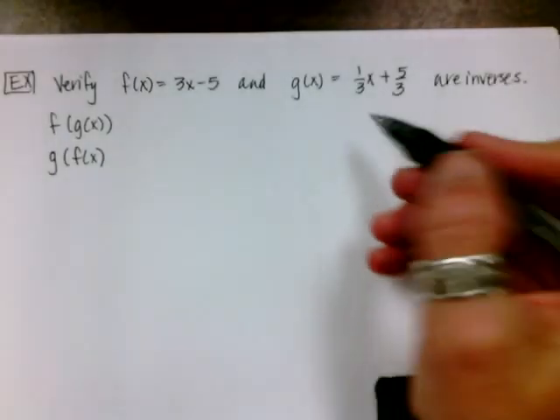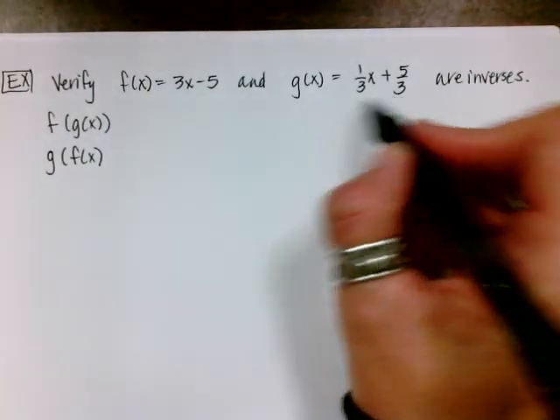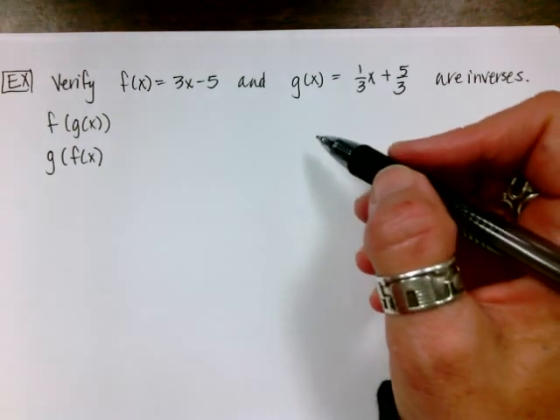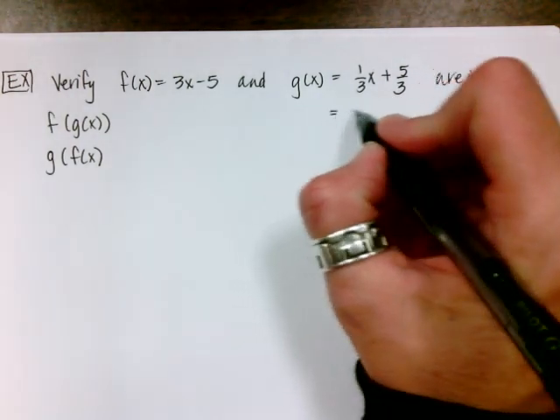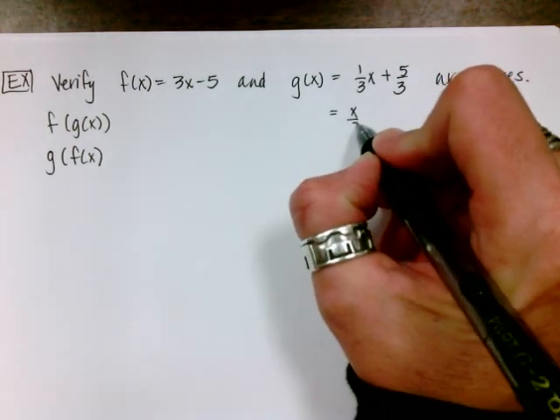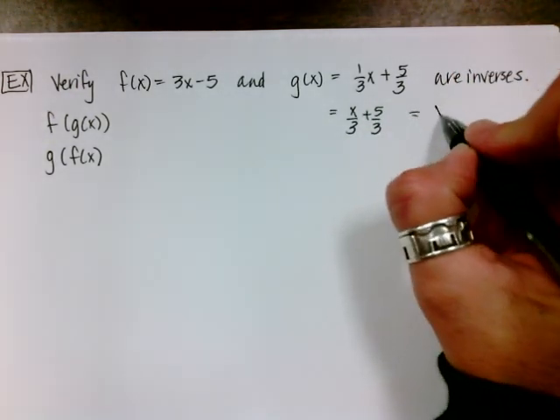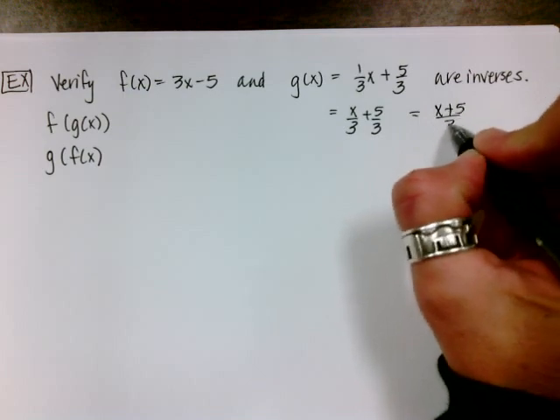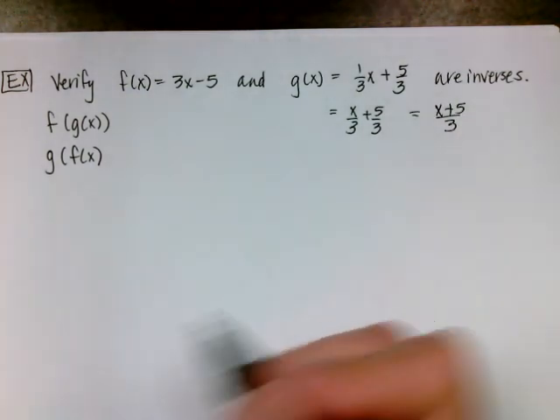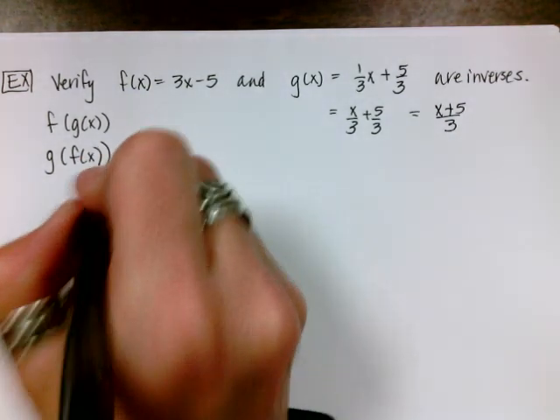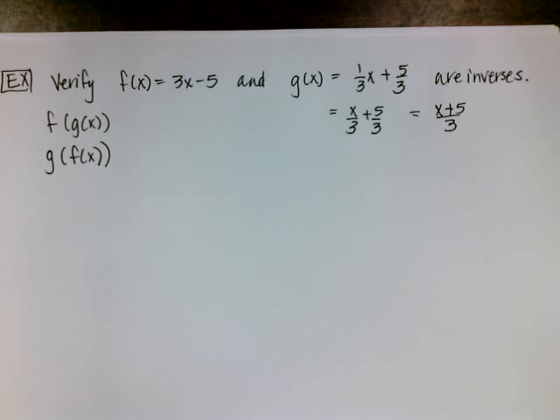So before we get started, I'm actually going to rewrite this because I think in a different format it's a little bit easier to use. So I'll show you how I do it. This is x over 3 plus 5 over 3, and that's going to turn out to be x plus 5 over 3. So if it's written as one fraction, it actually makes the math a little bit less busy when we're trying to work through our compositions.